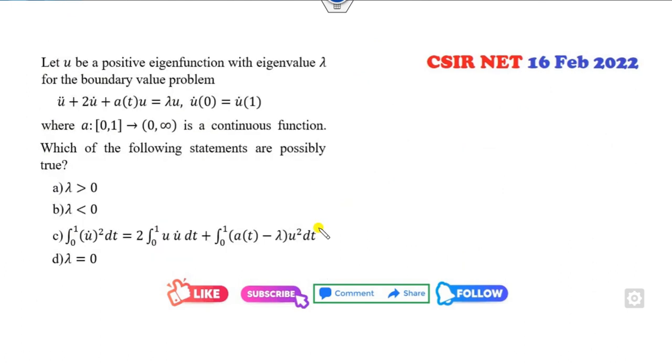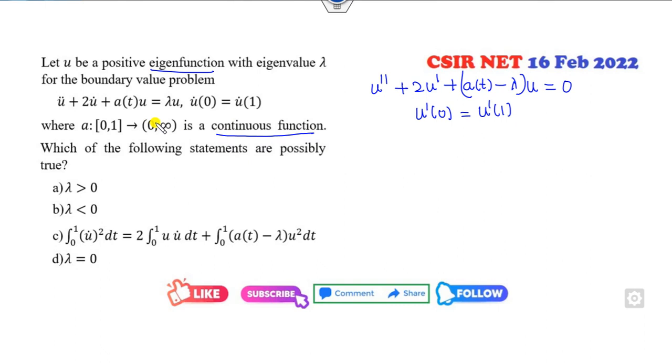Okay, look at this another one. u is the positive eigenfunction of u double dash plus 2u dash plus a of t minus lambda u equals 0, because remember the right hand side must be 0, with u dash of 0 and u dash of 1 equal to 0. a is any continuous function, and we check the following values.